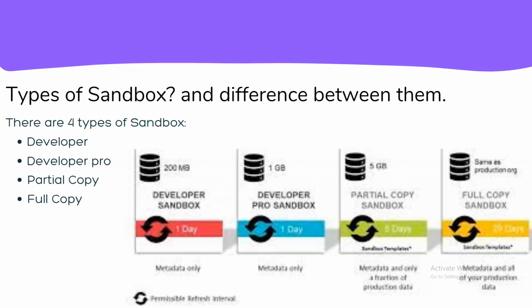And there is a difference in the data capacity too. For developer sandbox, it's 200 MB. For developer pro sandbox, it's 1 GB. For partial copy sandbox, it is 5 GB. And for full copy sandbox, it is the same as the production org. These four differences are enough, which you will be answering in the interview.